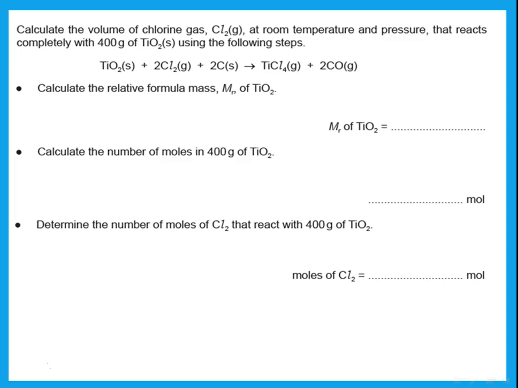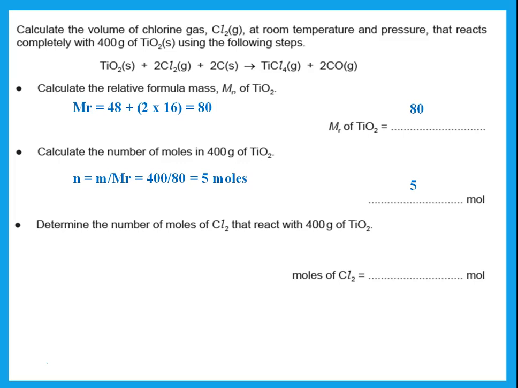Okay, calculate the volume of chlorine gas at room temperature and pressure that reacts completely with 400 grams of TiO2. The first question says calculate the relative formula mass of TiO2. That is the molecular mass. And we said molecular mass, you just add up all the masses. So titanium has a mass of 48, and remember this is titanium, so don't look at tellurium for example. This is titanium 48 plus 2 times 16, which is 80, so the molecular mass is 80. Now the number of moles in the 400 grams will be mass over molecular mass, so that gives 5 moles.